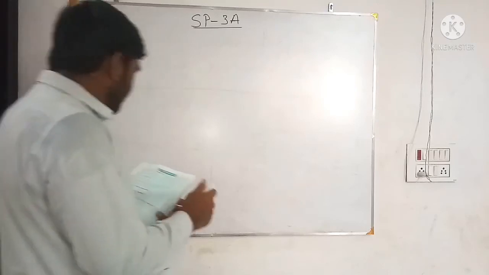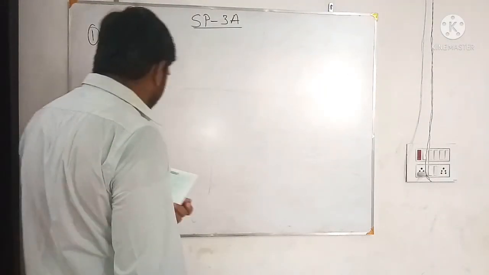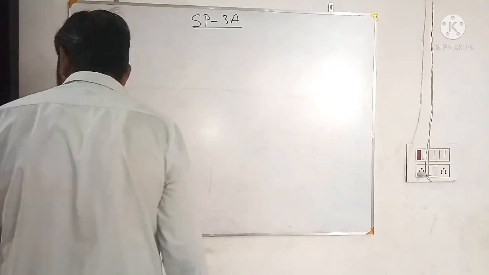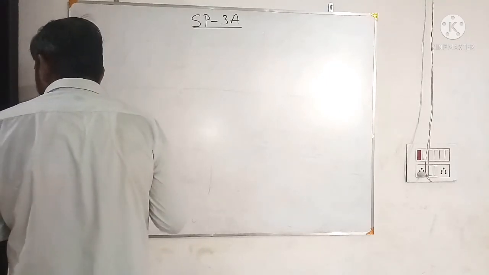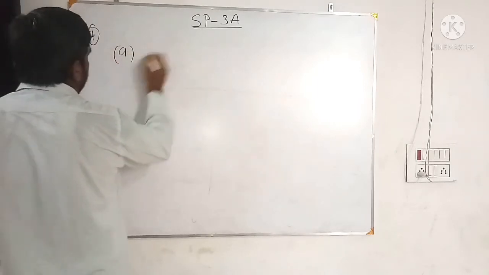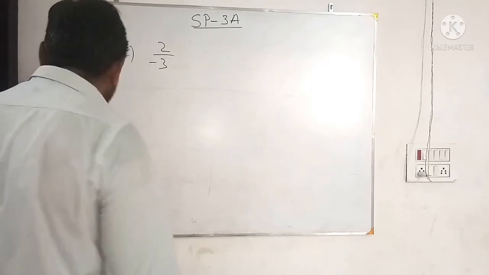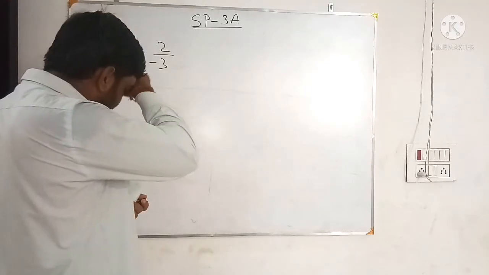Now see, first question, self-practice 3A. Which of the following are not rational numbers? 8, 2 by minus 3. Yes, 2 by minus 3 is a rational number.